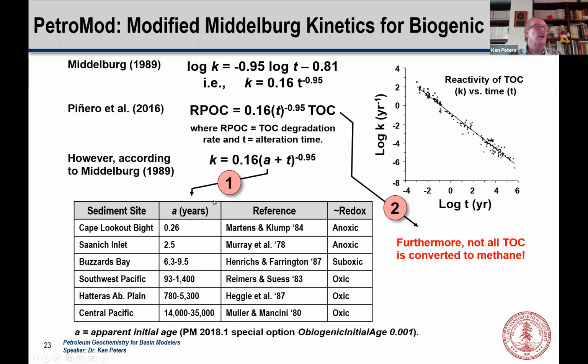So this A value is absolutely critical. You must include an estimate of the initial apparent age, and that's related to the Eh, the redox potential in the depositional environment. Another assumption made in the Pinheiro paper is that all of the TOC is available to be converted to methane. That's clearly not true. There are multiple papers out there that show that not all TOC is converted to methane. In fact, only a small fraction of it is reactive to make methane.